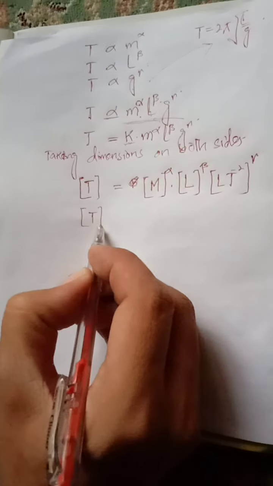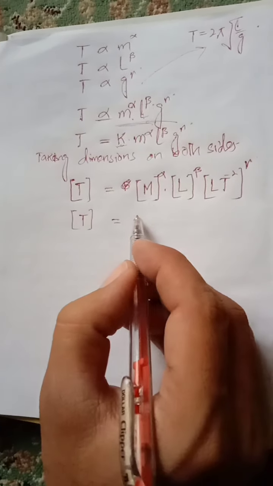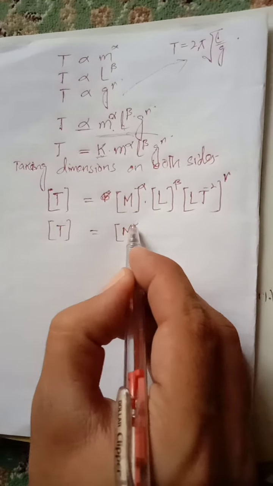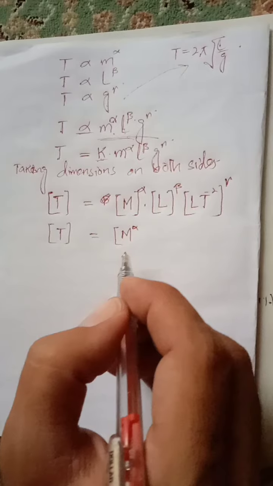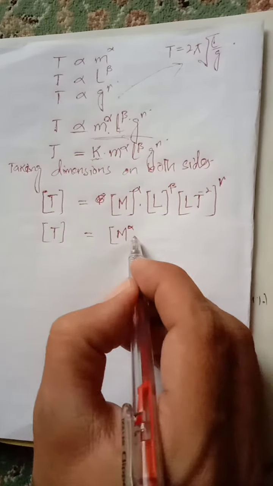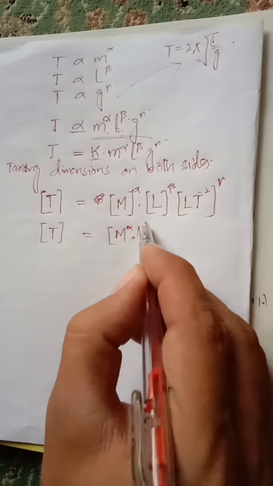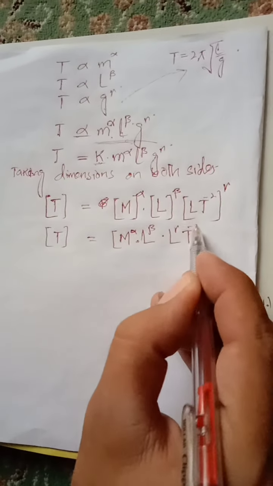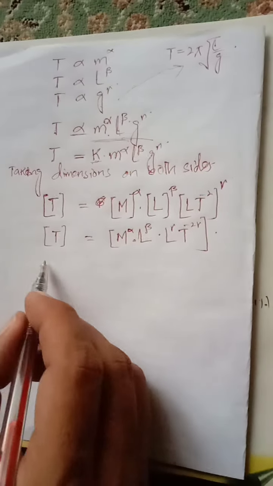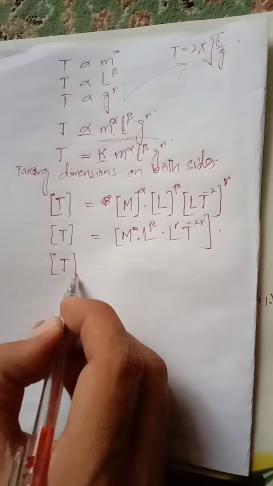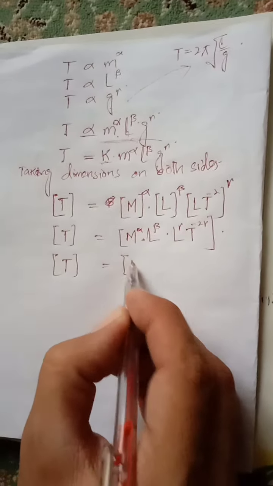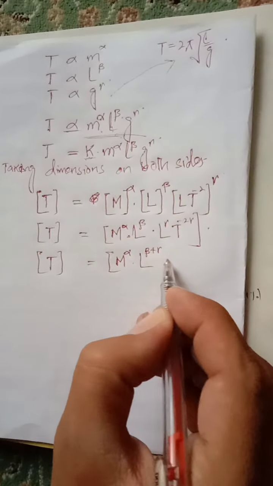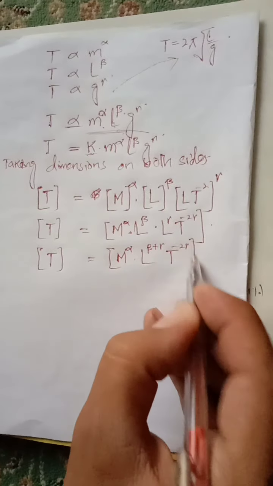So let's move to the next step. T is equal to M power alpha. I can write all these in one bracket. So L power beta and L power gamma, T power minus 2 gamma. The base is the same, so the powers will be added. So finally we get M power alpha, L power beta plus gamma, and T power minus 2 gamma.